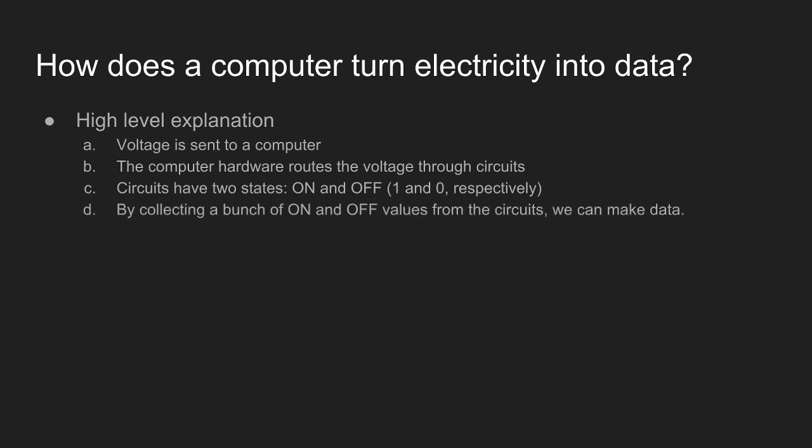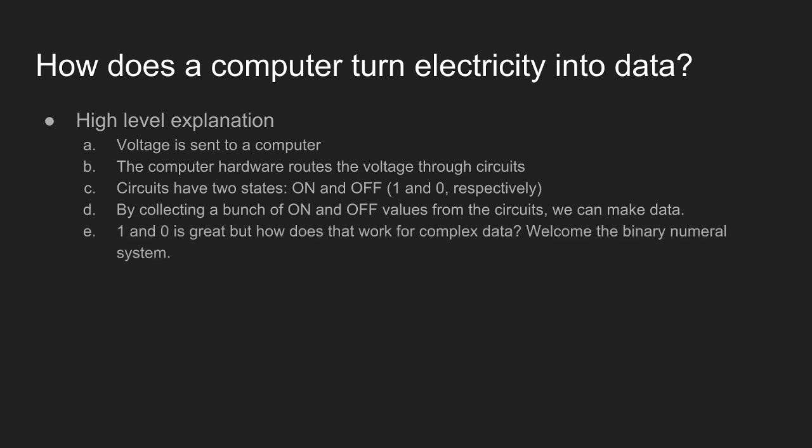So what this is doing, your CPU and other components are collecting a bunch of on and off values in your computer, and from that we can make data. So the way that works is we have our 1s and 0s, and that kind of makes sense, okay, on, off. But how do you get into more complex data?